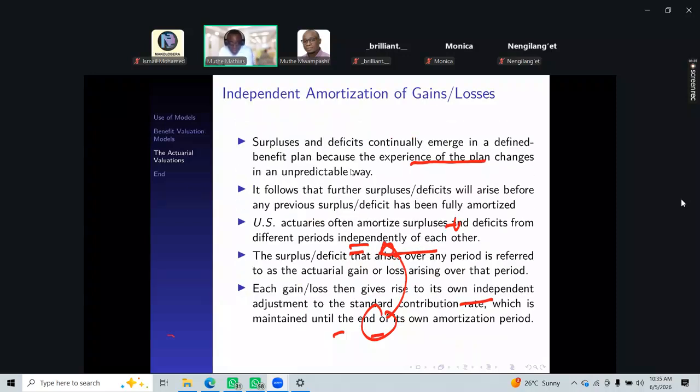And then, of course, we have independent amortization, which is actually for gain. So independent amortization, I think it can use any approach which we have discussed before. But the idea here is that you do this. Okay, so we have two approaches here. We have an approach which is common in the US, where they do adjustment of the contribution from year to year, let's say, right?